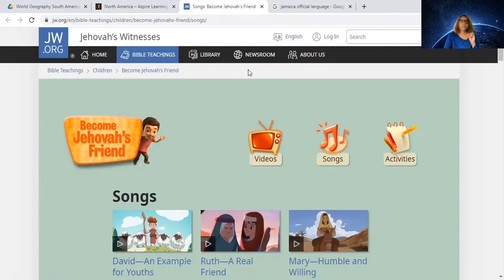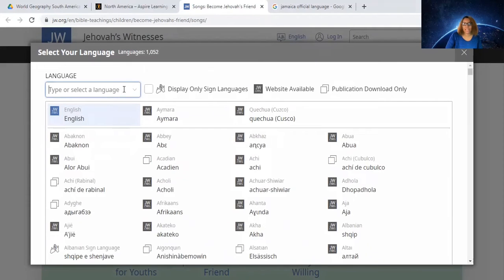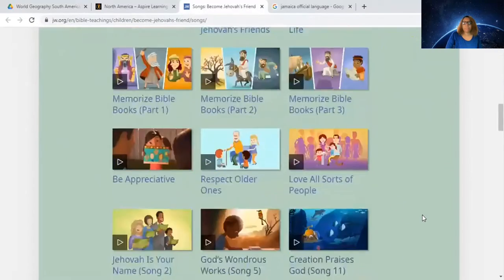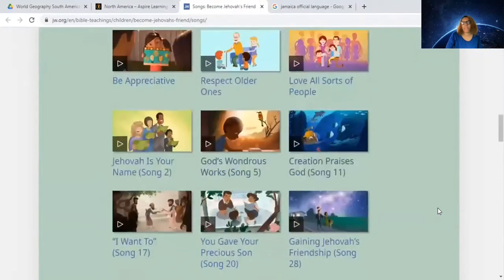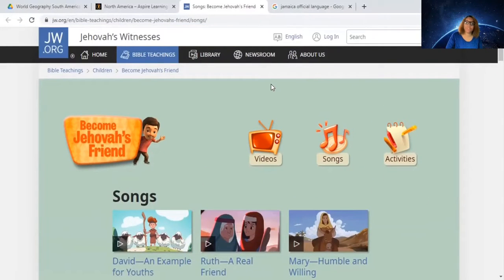So very few languages have we not been able to find on jw.org. As we all know, this is the most translated website ever. So we have over 1,000 languages. So usually you can find a language or something in the language. So if we go to, this will send you to just the Become Jehovah's Friends series songs. I just realized I don't think Listen Up and Be Blessed is on here because it's not a Become Jehovah's Friends song. But anyways, it will be in the song section.